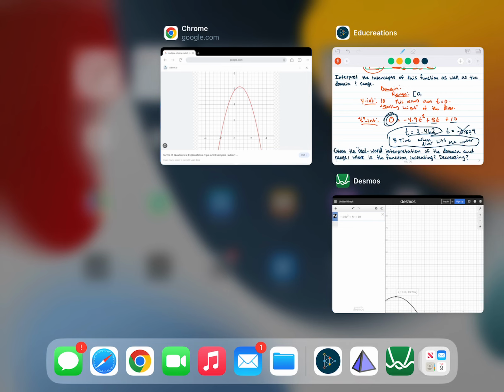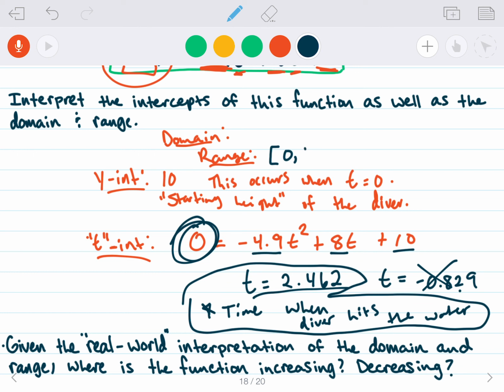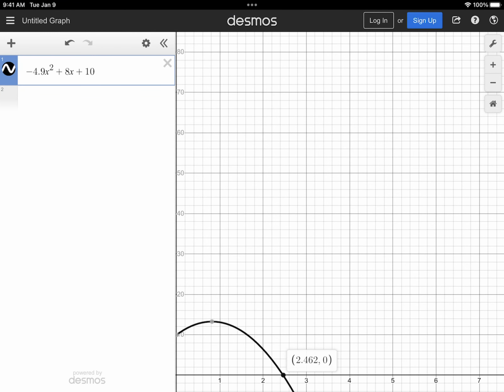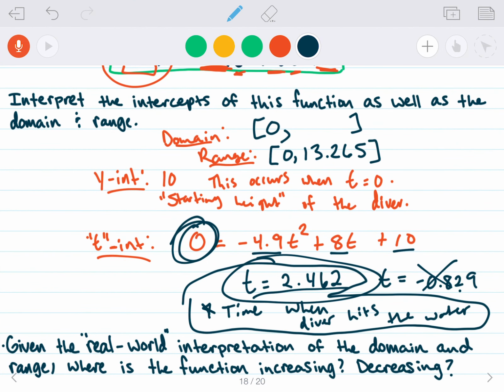13.265. Okay, yeah. Got it. All right. 13.265. So that's a range. And the domain, how far left to how far right? Well, the time starts at time equals 0, and she's going to hit the water at time equals 2.462. You can also see it on the graph right here. And so that's going to be our domain. So we're going from 0 to 2.462. Okay, so that's the domain and the range.